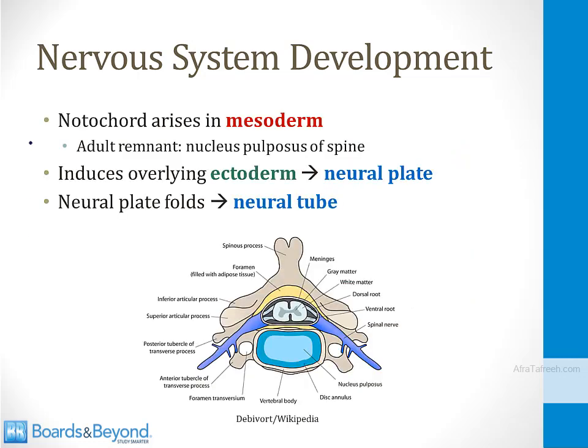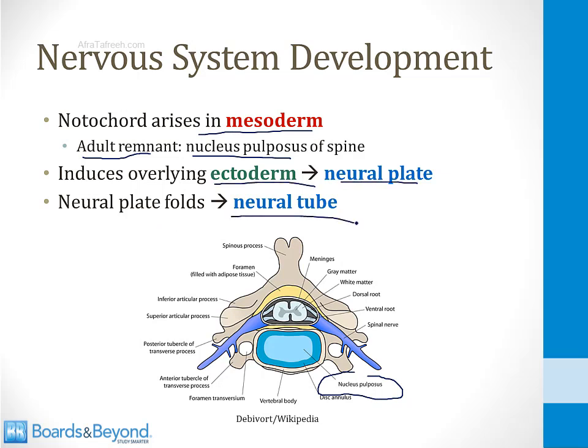I've summarized these points in this slide here. The notochord arises in the mesoderm. This is an embryonic structure. It does not persist into adulthood. The remnant of the notochord in the adult is the nucleus pulposus of the spine, which is the structure in blue in the drawing on the screen here. The notochord induces the overlying ectoderm to become the neural plate, and then the neural plate folds into the neural tube, and the neural tube and the neural crests are what go on to become your nervous system.